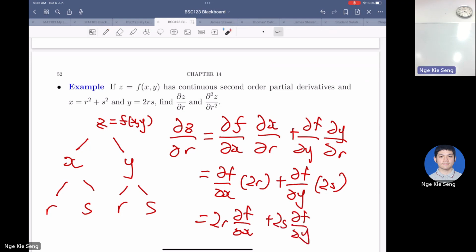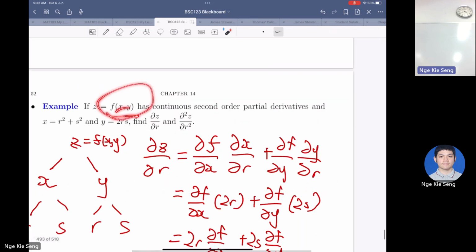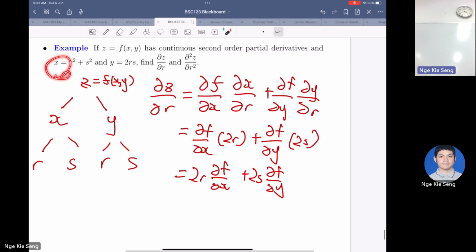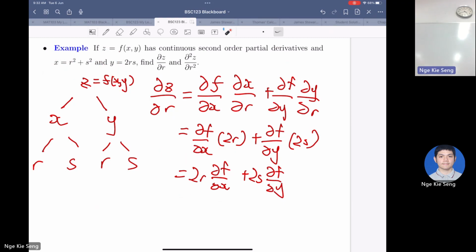So what does this mean? This means that no matter what f I give you, as long as my x and y are defined as this, we can use this formula to calculate del z over del r. What you need is you just need to plug in a specific f and then do the partial and then sub it in here.